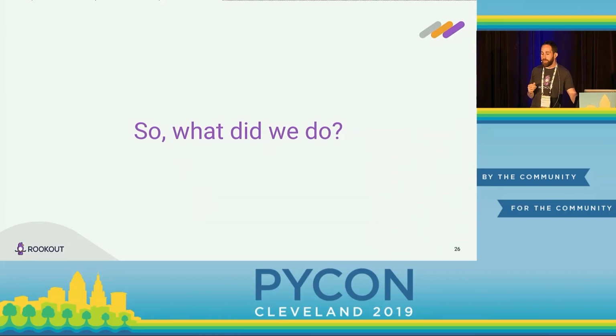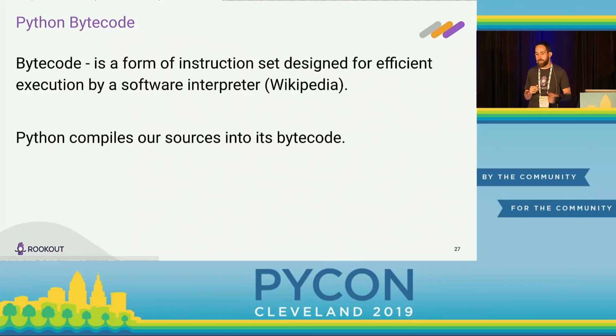So to explain what we did, I'm going to take a step back. How many of you are familiar with the Python bytecode? That's tougher, yeah. So here is the Wikipedia definition for bytecode. It's a formal instruction set designed for efficient execution by a software interpreter. Essentially, Python compiles our sources into its bytecode and executes that, rather than our own original source code. Let me give you an example.